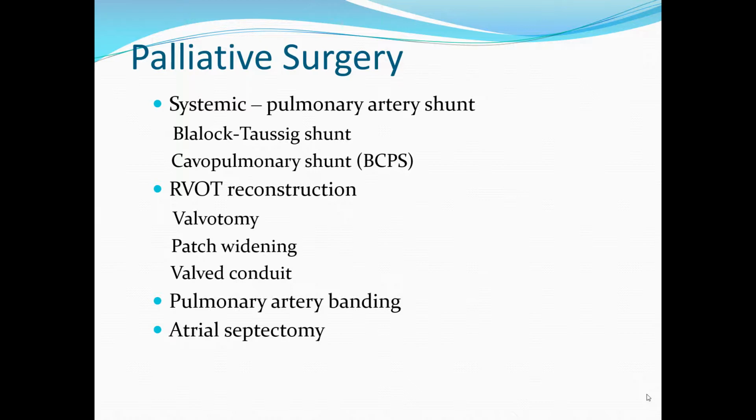Right ventricular outflow tract obstruction and reconstruction. For example, if it's due to the valve, you may do valvotomy. If it's infundibular or supravalvular, or stenotic pulmonary artery, we may do patch widening, or we may connect a valve conduit directly. We make an opening in the right ventricular wall, and we connect the distal part with the branch pulmonary arteries.